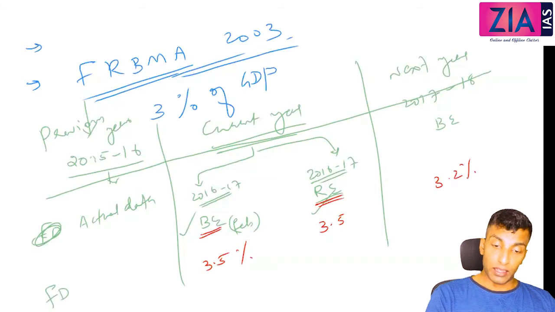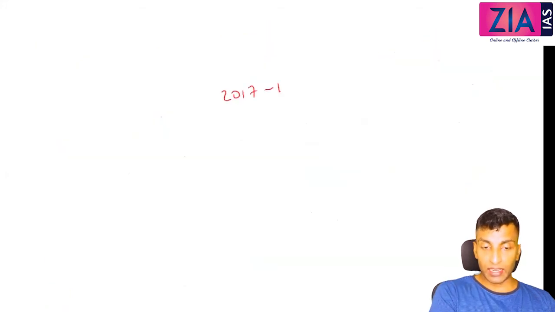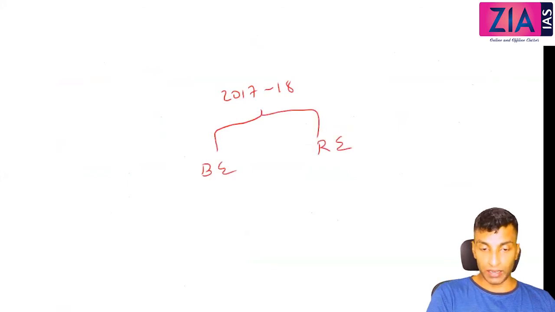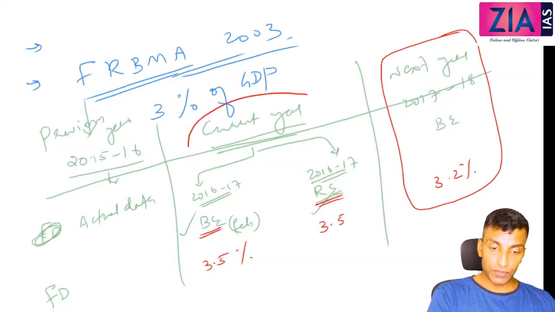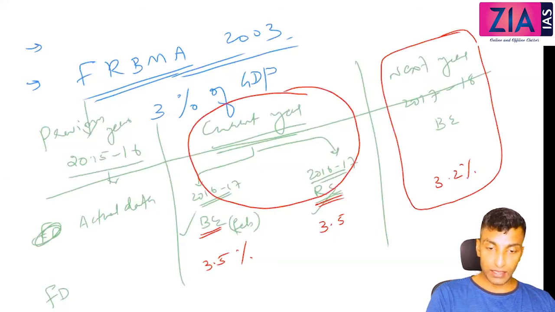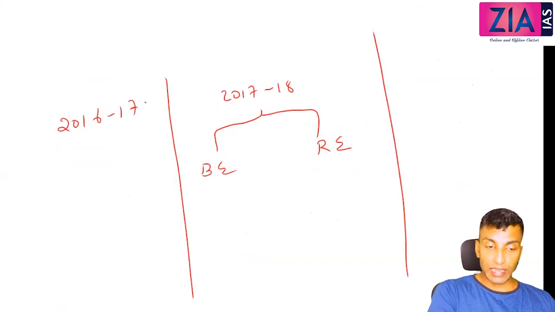Now see here, next year what will happen? This will become the current year, right? Next year this will become the current year. So what will come in the middle? 2017-18, and in that there will be a budget estimate and a revised estimate. Then this will become the previous year, right? So this is how you will see it. So 2016-17 will become the previous year, and here you will get the actual data.